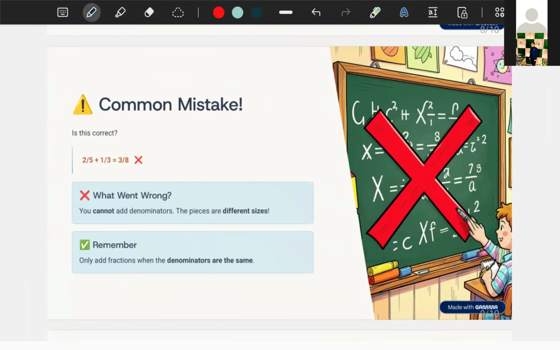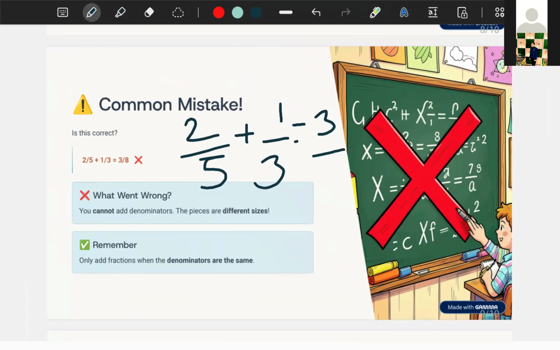So the common mistake is that 2 by 5 plus 1 by 3 is not equal to 3 by 8. We have talked about the case where the denominator is the same, then we can directly add the numerators and just copy the denominator which is present. But when the denominator is not the same, here the denominator is 5, here the denominator is 3, then we can't add the numerators and denominators directly. This 3 by 8 is wrong.